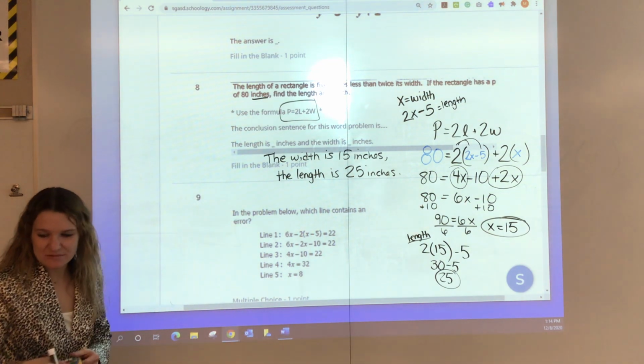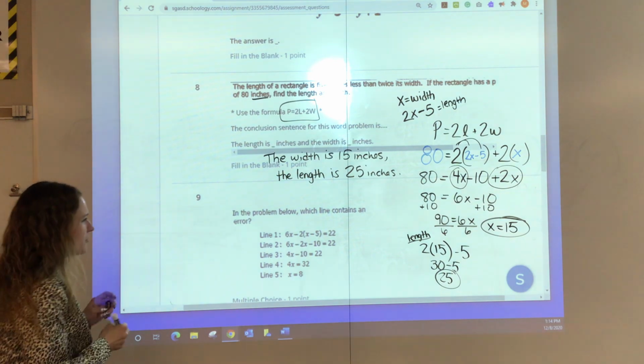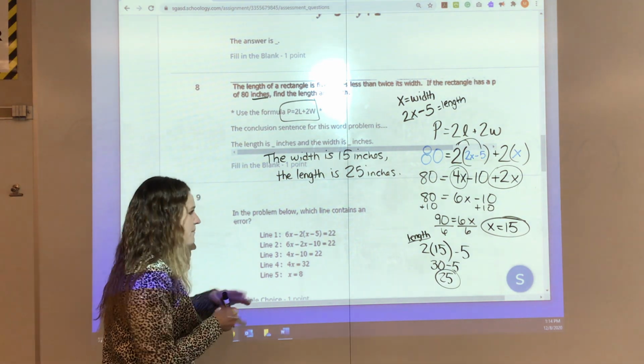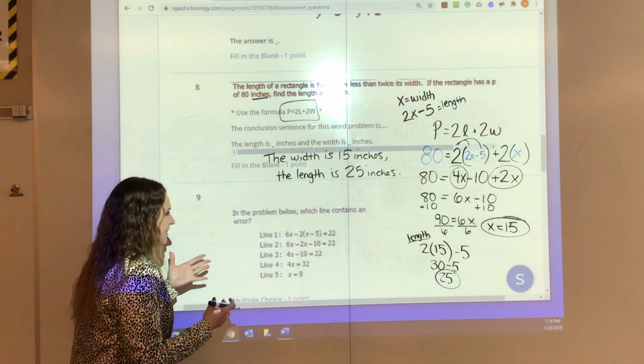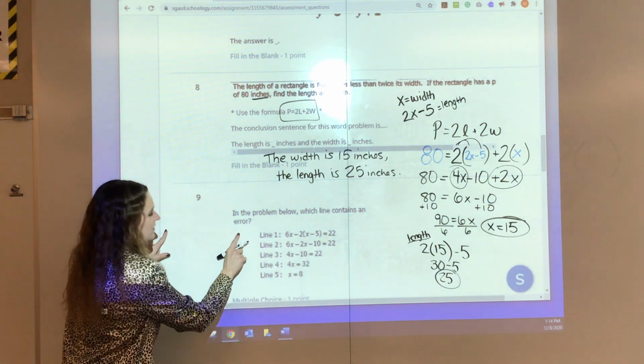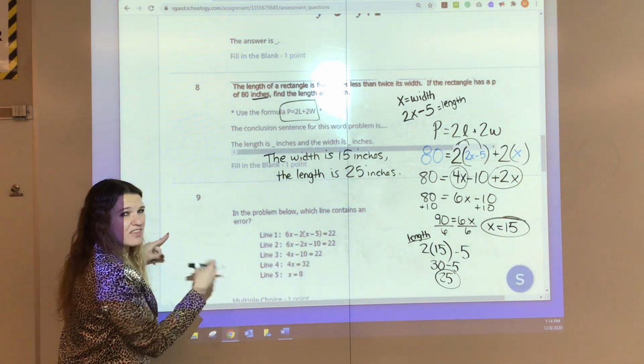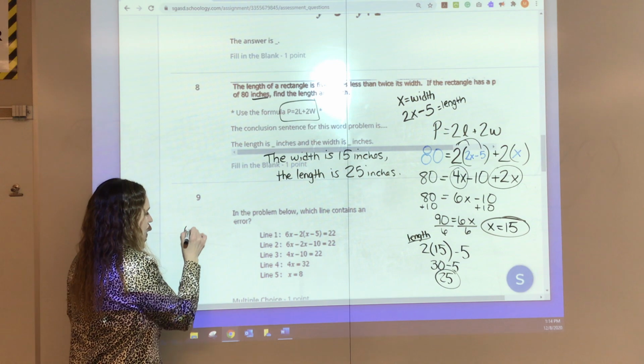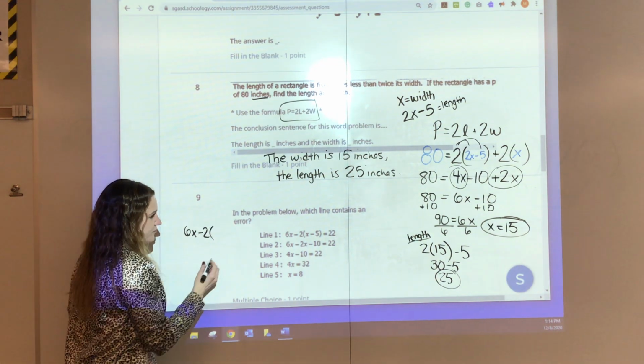For number 9, a couple people struggled with this, and my best recommendation would always be to rewrite the problem to the left and solve it yourself, then look for the mistake. So that's what I'll do.